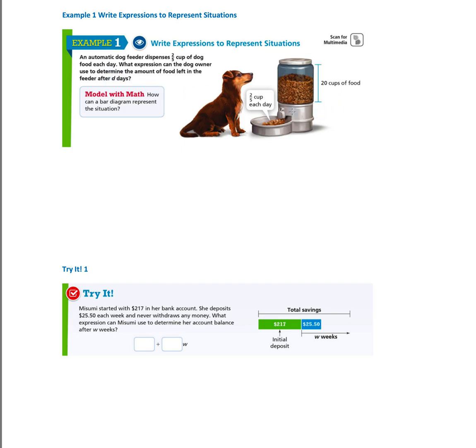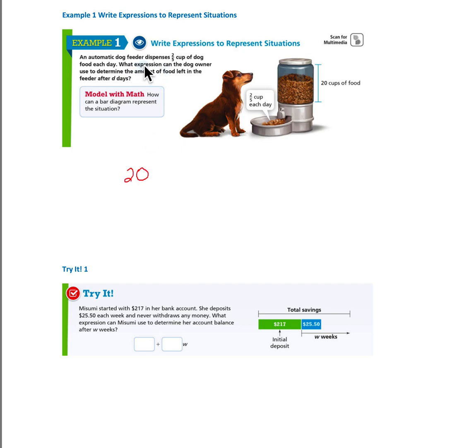Well, if we look at the picture, when it's full, it says that it holds 20 cups of food. So the start of this situation is when the feeder is full. And so it's going to start with 20 cups of food. So I'm going to start my expression. I'm supposed to write an expression. I'm going to start my expression with 20, because that's what the feeder starts off. So I'm going to start off with 20.